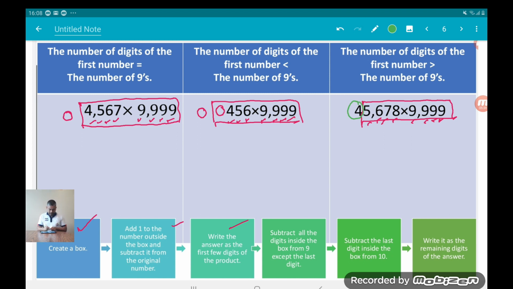So what they are saying is, add 1 to the number outside the box. Let's add 1 to each question. Okay, so I add 1 here outside the box, add 1 outside the box, add 1 outside the box. Then what is 0 plus 1? What is answer we will get? When you are doing 0 plus 1, we get 1. Then we subtract 1 from this number. So the original number, that's 4,567 minus 1. What is answer we will get?